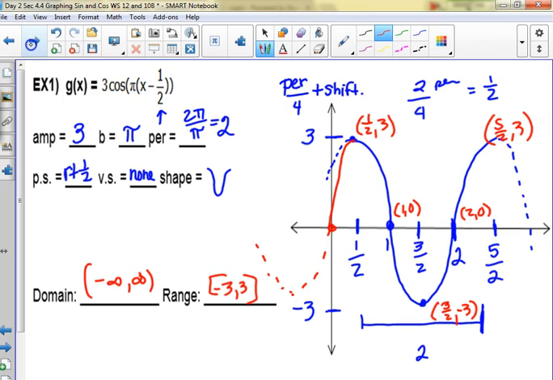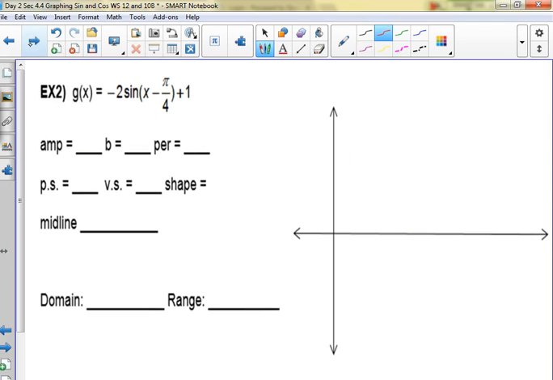I'm thinking. I could be wrong. I don't know what the next one looks like. We good? Okay.